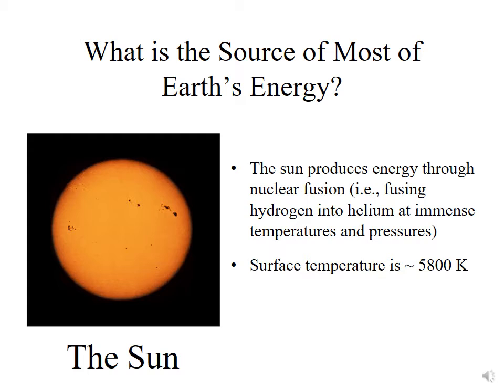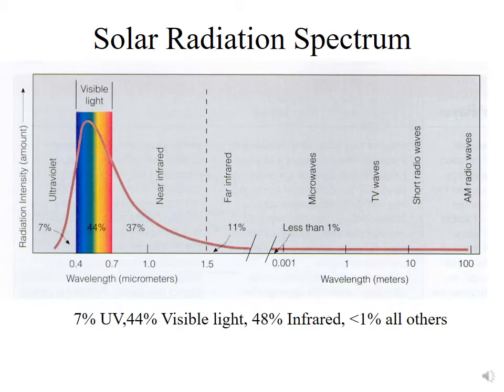The sunspot cycle has an 11-year cycle, and the Sun produces energy through nuclear fusion, and it's basically fusing hydrogen into helium at immense temperatures and pressures inside the core of the Sun. And the surface temperature of the Sun is around 5,800 Kelvin. The radiation that is given off from the Sun peaks in the visible wavelengths.